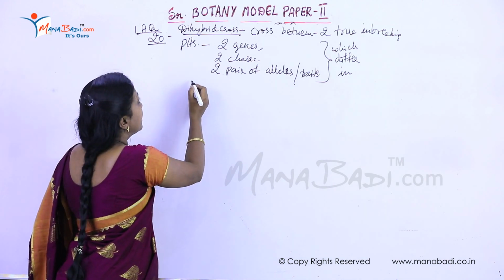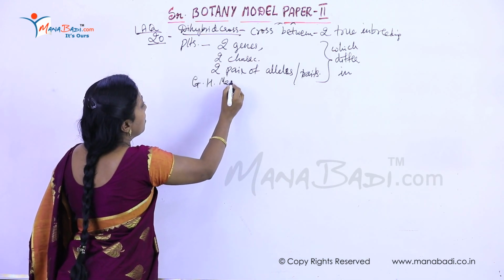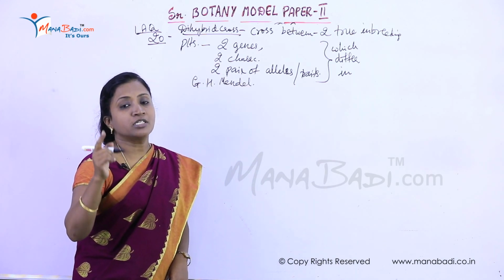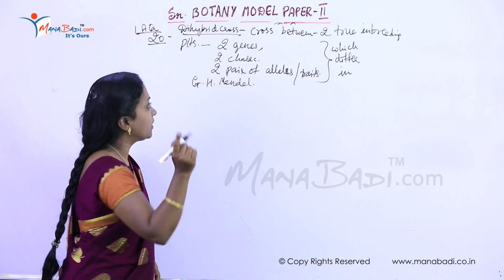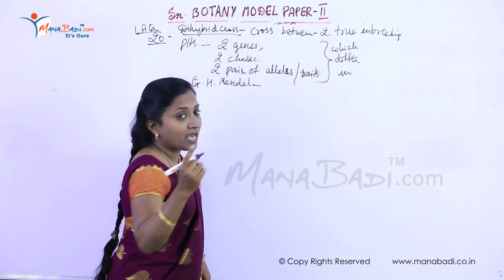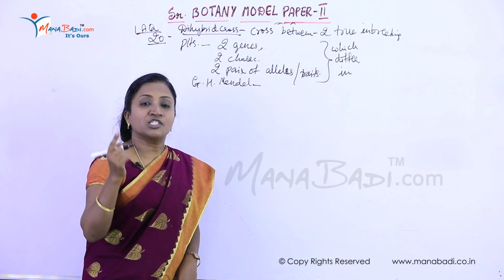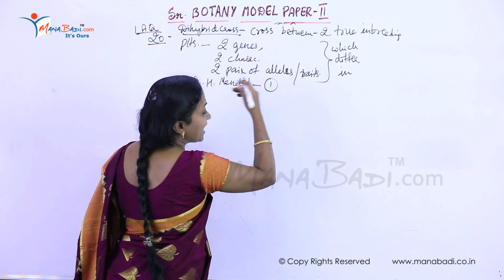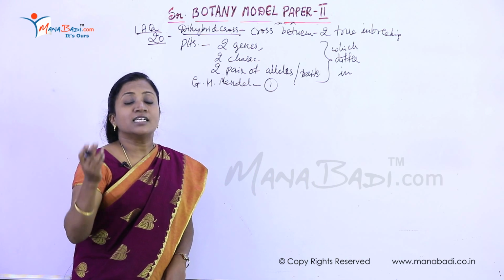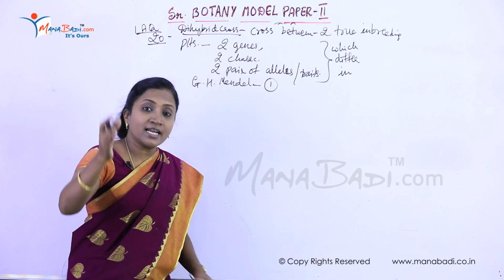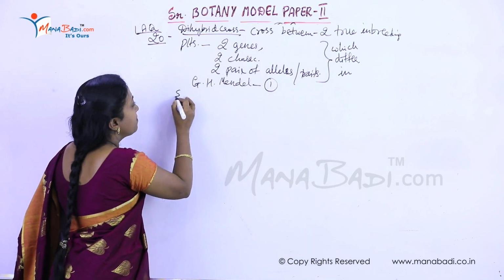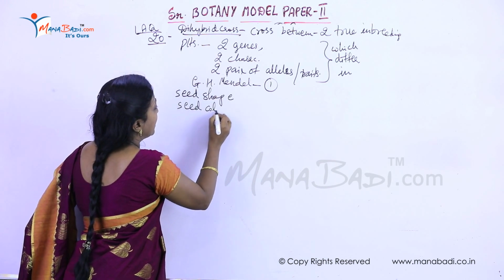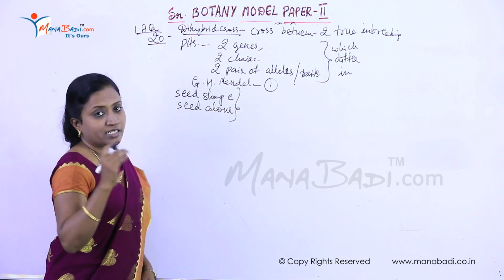Gregor Johann Mendel carried out the dihybrid cross in the case of plants, two breeding plants. The parental plants which he chose, as per the question, are those in which seed shape and seed color were taken into consideration. Seed shape and seed color here are taken into consideration.